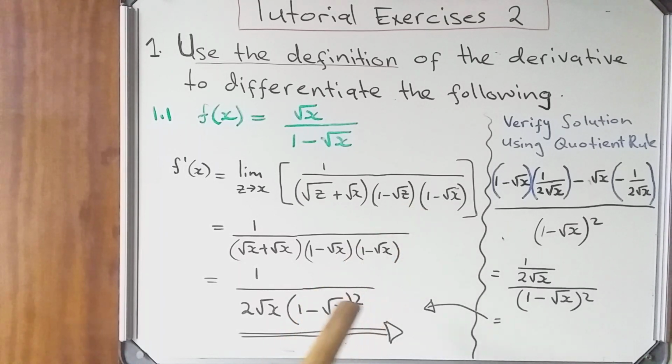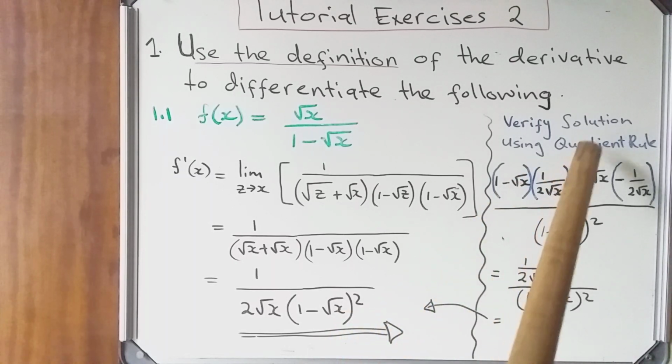After we put everything, we see that root of x plus root of x is 2 root of x. And 1 minus root of x multiplied by 1 minus root of x. Remember, it's a bracket multiplied by the same bracket, which means squared. So the answer is 1 over 2 root of x, bracket 1 minus root of x, squared.